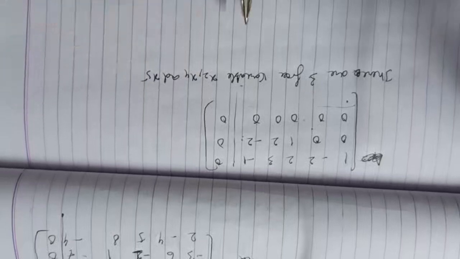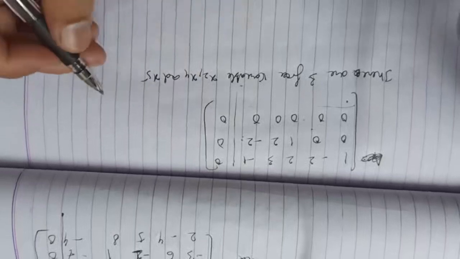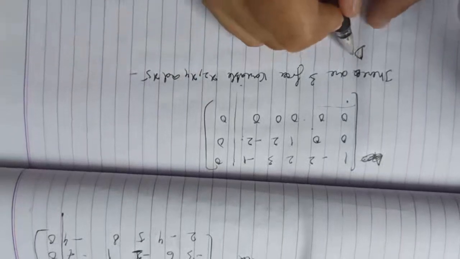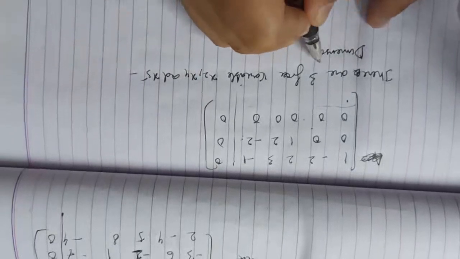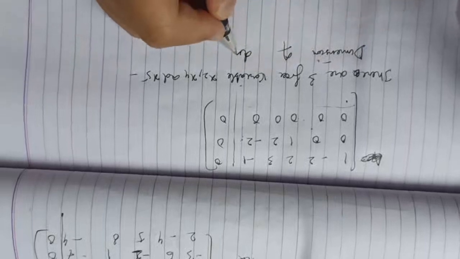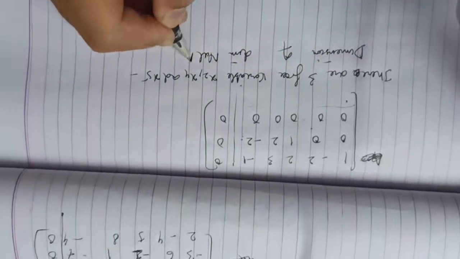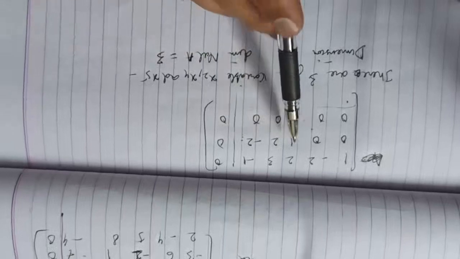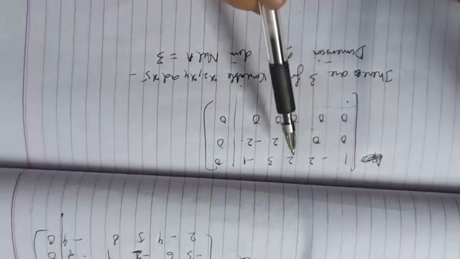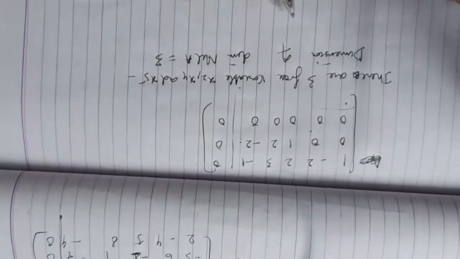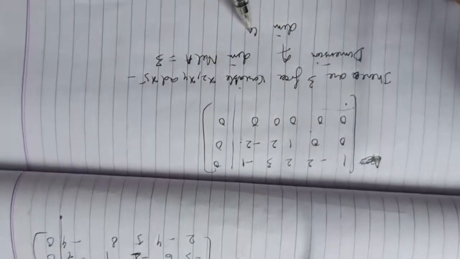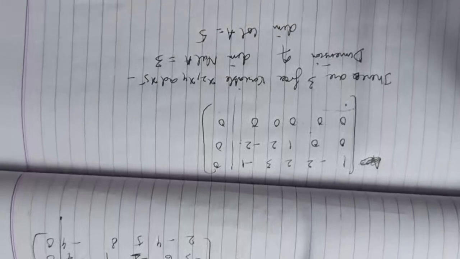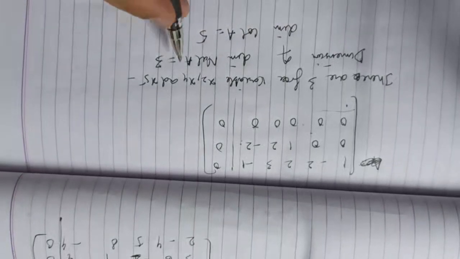Okay, now it means the dimension of null A becomes equal to 3. Now if you can see here, the number of pivot columns in this one is 1 and 2, right? So the dimension of the column space is equal to 2.